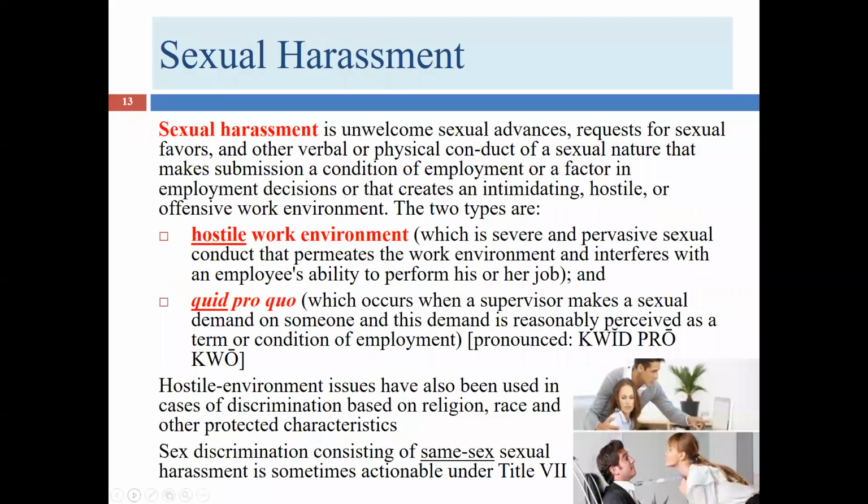Okay, so let's talk about sexual harassment. There are two categories of sexual harassment. Well, first of all, let's talk more generally about harassment. Any category that is protected under the law, be it race discrimination, color discrimination, national origin discrimination, religious discrimination, age discrimination, sex discrimination, all of disability discrimination, all of those categories also lend themselves to harassment claims.